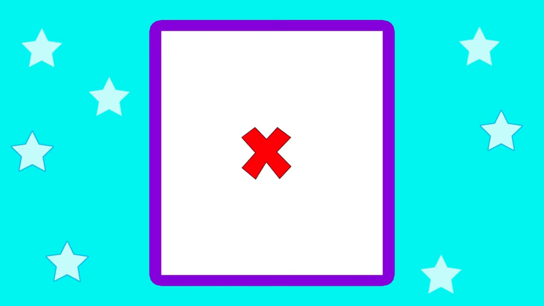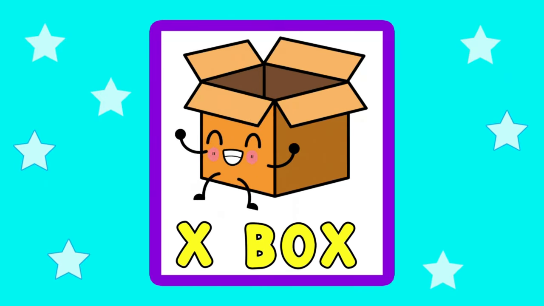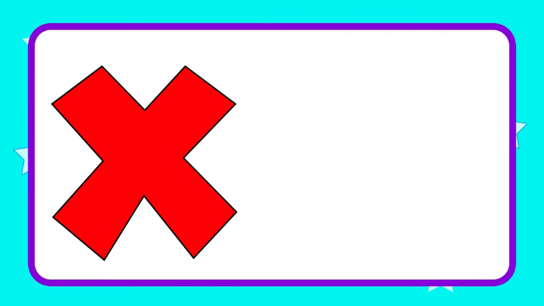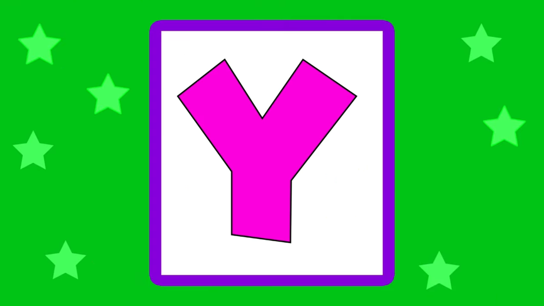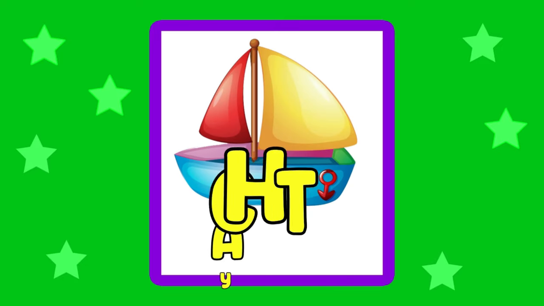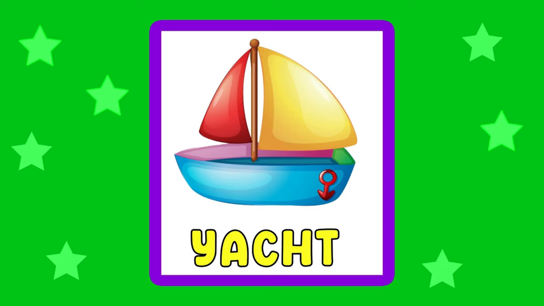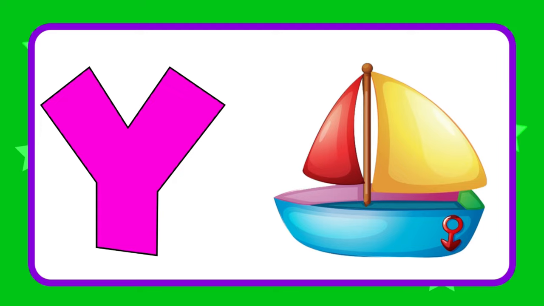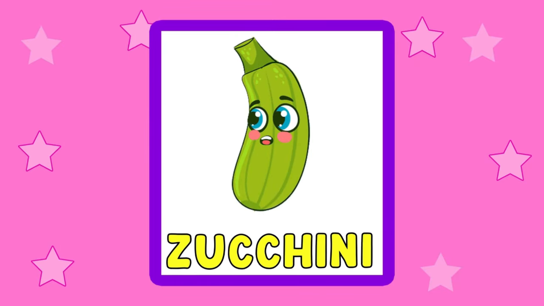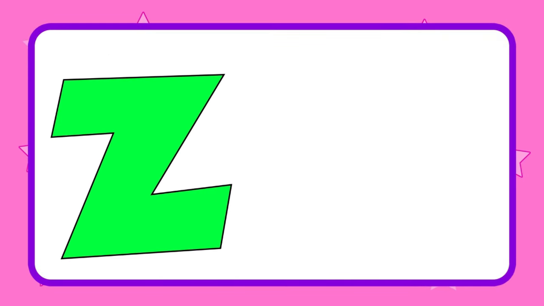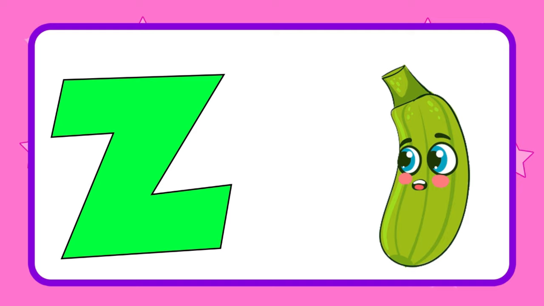X for Xbox. Y for yacht. Z is for zucchini.